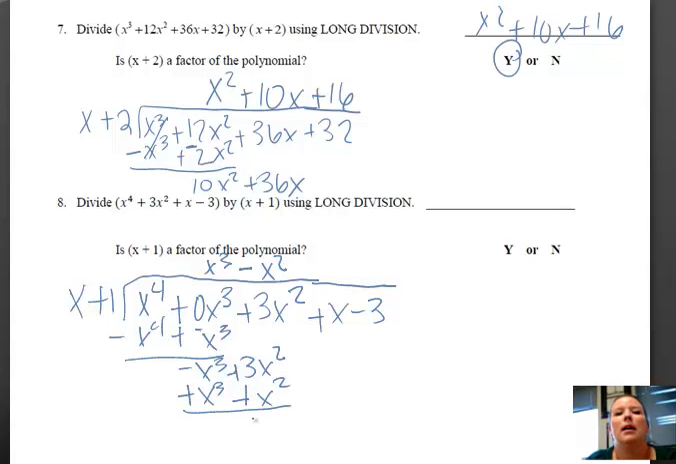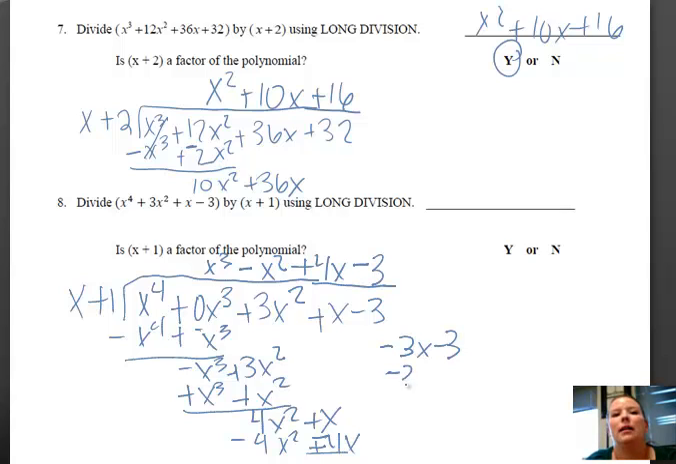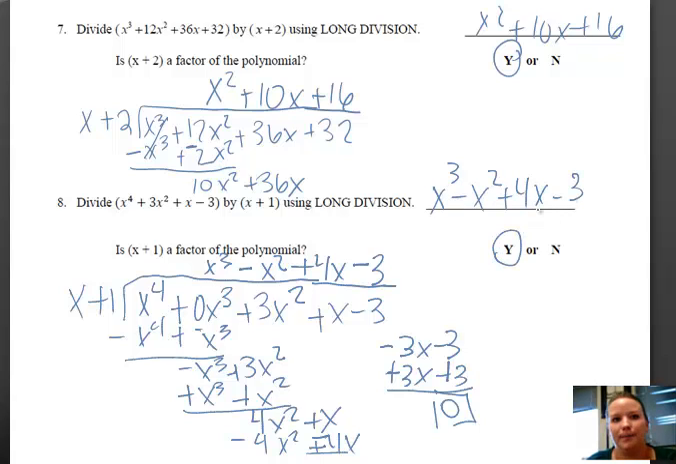Change the signs. I get 4x squared plus x. So it's going to be plus 4x. 4x squared plus 4x. Subtract, subtract. Negative 3x minus 3. So I'm going to put minus 3. So I get negative 3x minus 3. Subtract, subtract. I'm just going to change the sign. My thing is 0. My answer in the blank would be x cubed minus x squared plus 4x minus 3. And the answer would be yes, it's a factor.